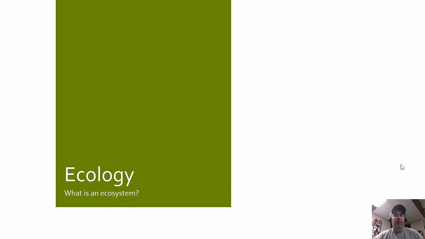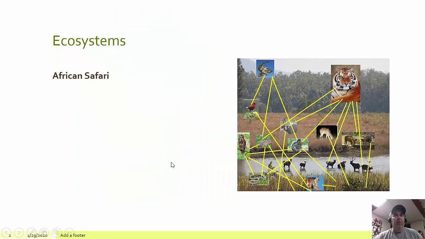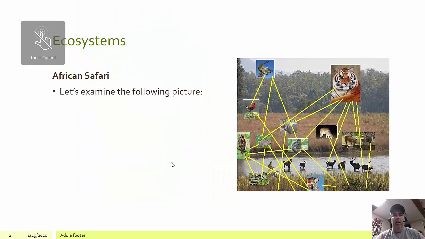We're going to switch things up a little bit and start moving into chapter number 21. In chapter number 21, the whole thing really is going to be talking about ecology, but specifically we're going to look at what an ecosystem is. If we look at the picture here, you've got a picture of an African safari, so let's go ahead and look at that picture.